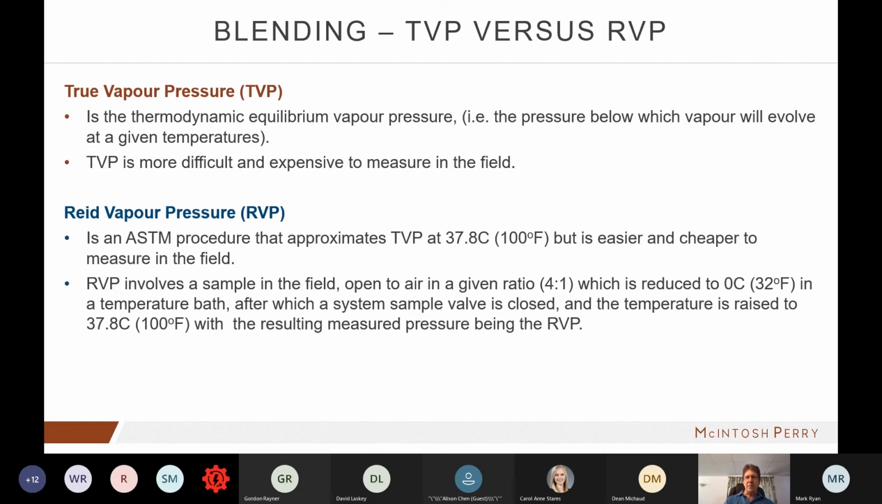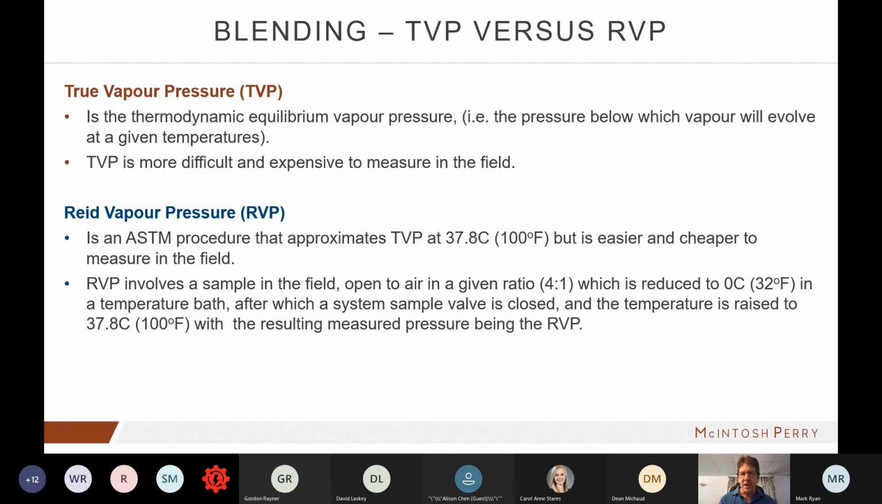So let's talk a little bit about these vapor pressures. True vapor pressure is a thermodynamic property. It is the equilibrium vapor pressure. And it's the pressure below which vapor would actually liberate or evolve at a given temperature from your fluid. So in other words, if at a given temperature I'm below the vapor pressure, I get vapor. If I'm above it, I don't. So that is the pressure that we truly want to be above.